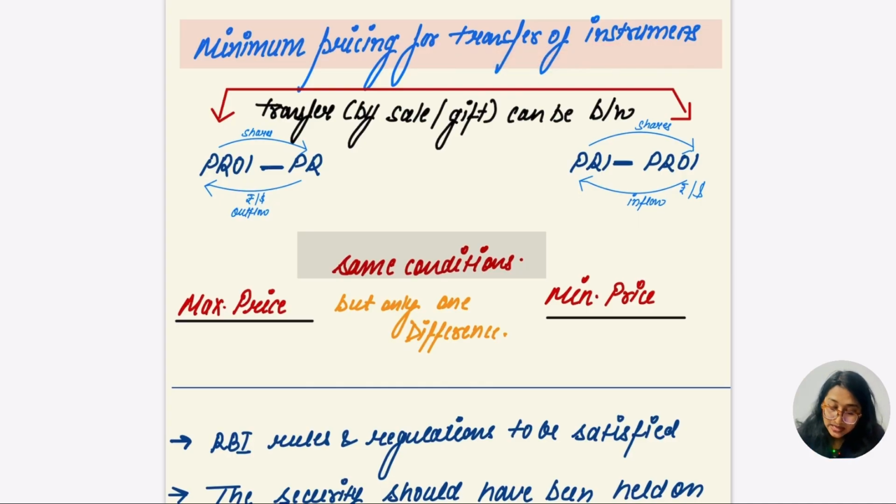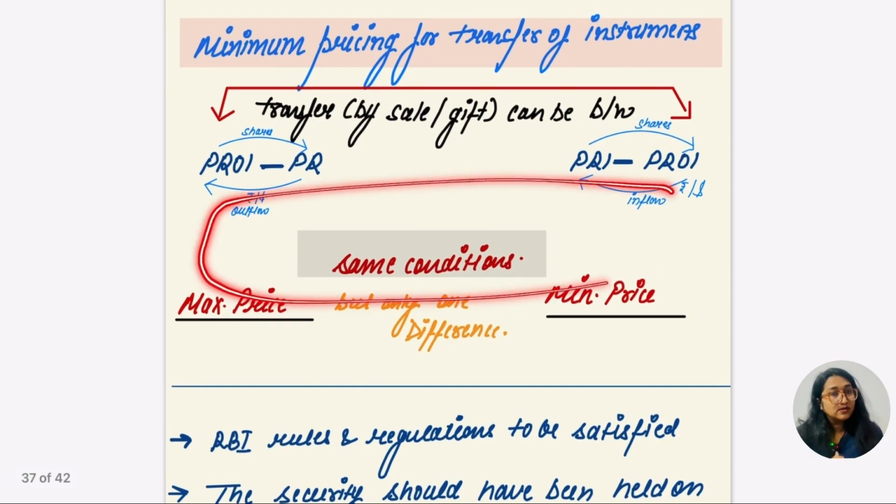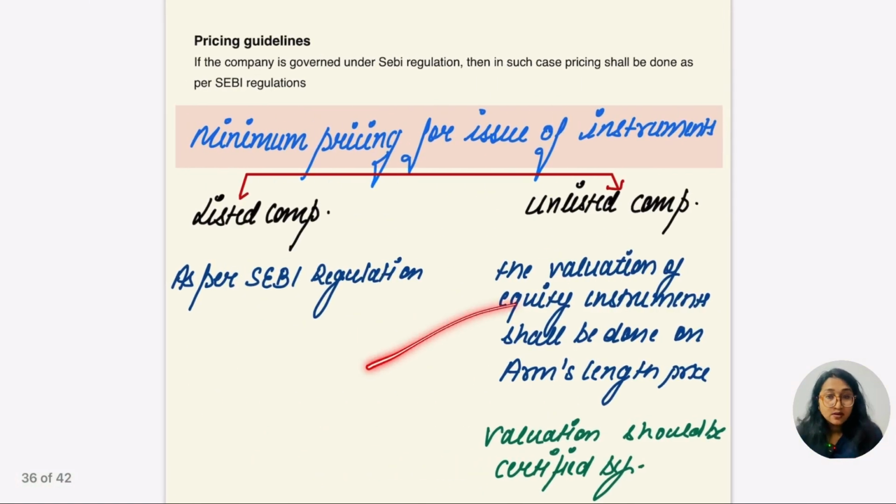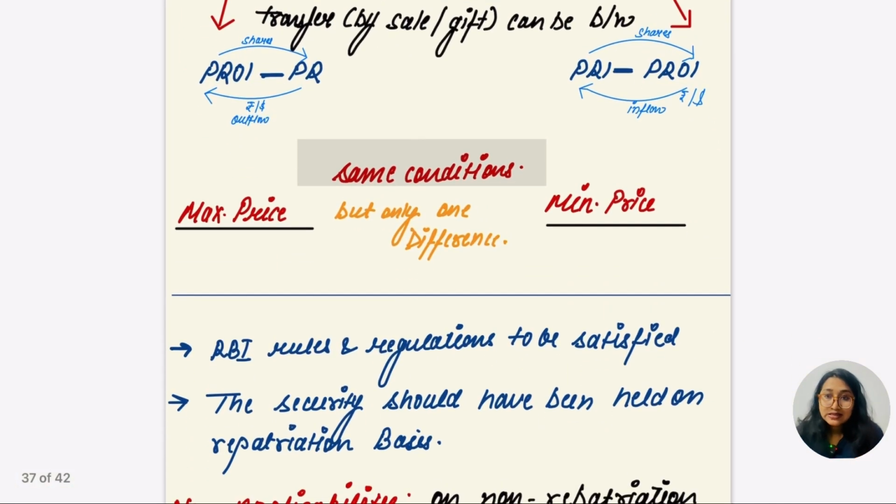In a transfer by sale or gift between PROI and PR, where the shares are transferred by a PROI to a PR, the outflow is done by the PR to the PROI. And where a person resident outside India is transferring the shares to a person resident in India, the inflow is coming to the person resident in India. For these two conditions, the same conditions we have read will be followed. Everything is the same, with only one difference: maximum price and minimum price. There is no other such difference here.